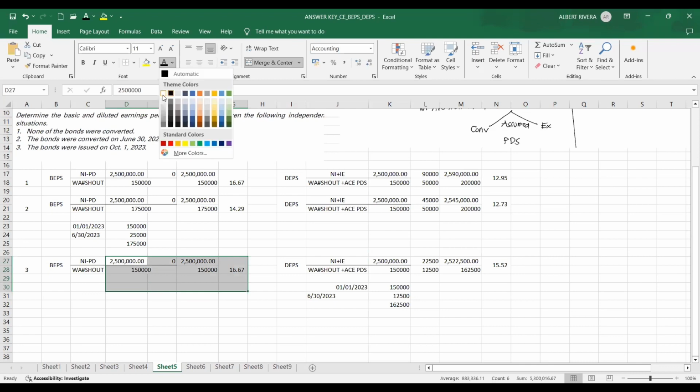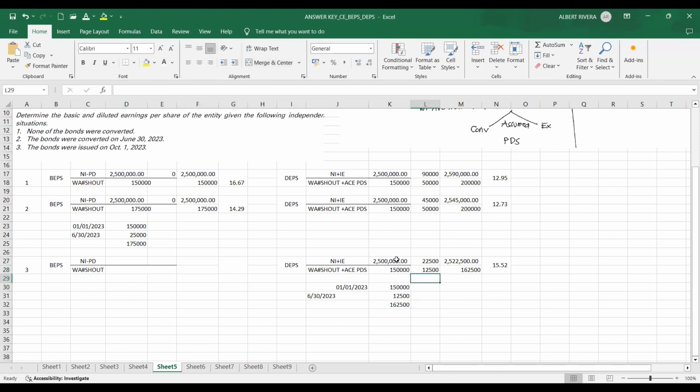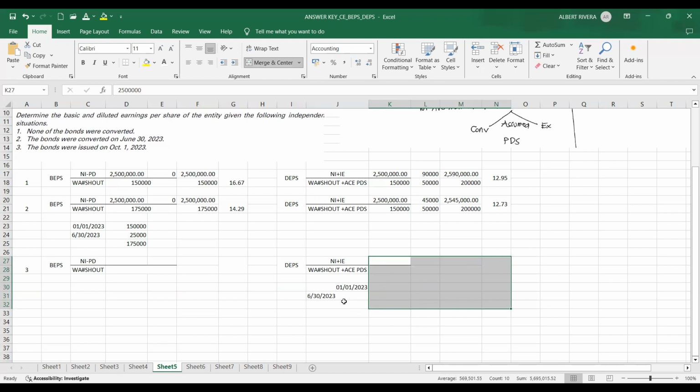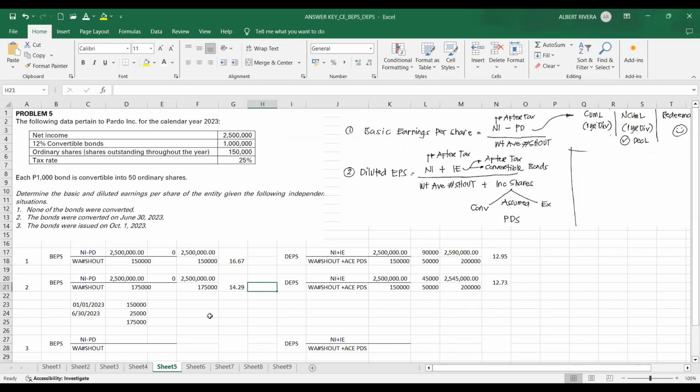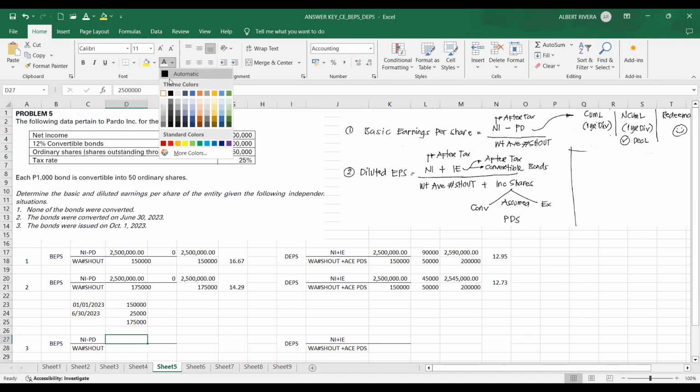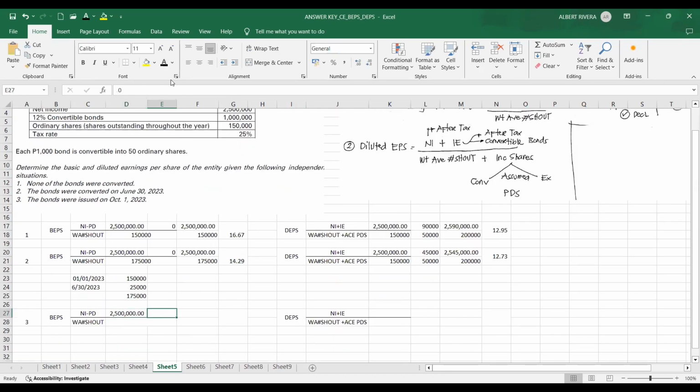So that is your assumption 2. Well, for assumption 3, it says here that the bonds were issued on October 1. Okay, so let's try. Let's solve. The net income is still 2.5 million pesos. And there is no preferred dividends, no preference shares, so there is no preferred dividends.